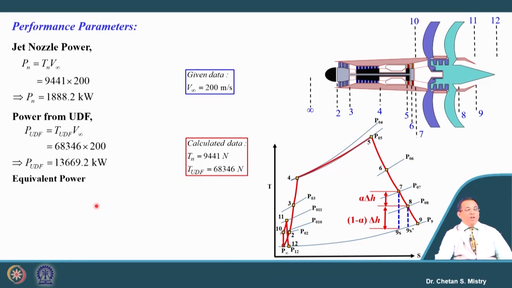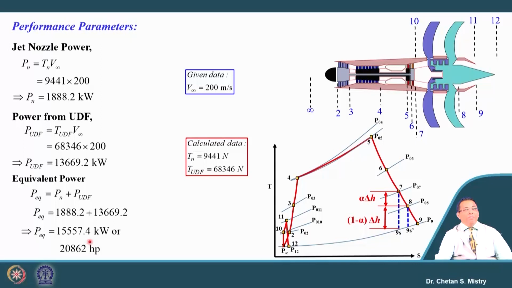So, just try to understand the numbers. Okay. Suppose we calculate the equivalent power, we can say that it is coming to be 15.55 megawatt, or we can say that it is given as 20862 HP, horsepower.